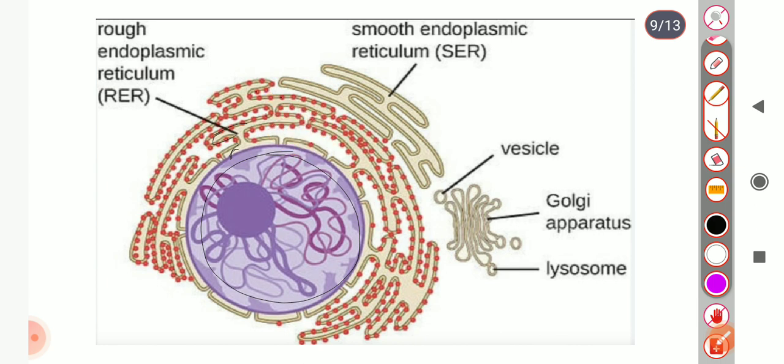And outside of the rough endoplasmic reticulum is the smooth endoplasmic reticulum. You can see that structure, and ribosomes are not present in the smooth endoplasmic reticulum, so it forms a smooth structure. And the continuous structure, you can see, is the Golgi apparatus. Means the endoplasmic reticulum forms a continuous structure with the nuclear membrane, rough endoplasmic reticulum, smooth endoplasmic reticulum, and Golgi body, and these all are the structure of the endoplasmic reticulum.